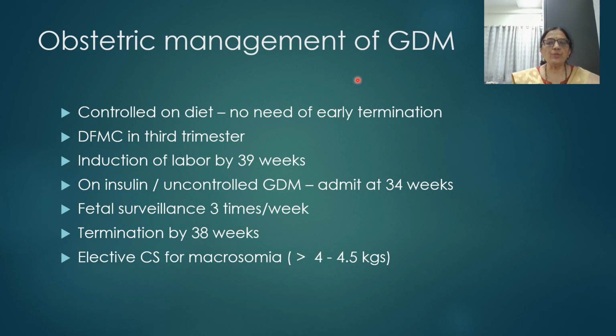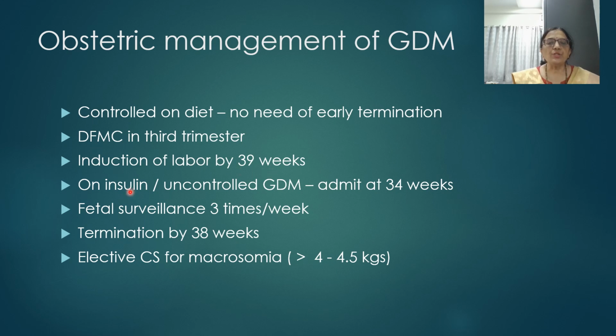In the obstetric management of GDM, if the patient is controlled on diet and exercise, there is no need of early termination. But we have to keep a watch on the fetal surveillance by educating the woman to keep the daily fetal movement count in the third trimester. Induction can be done by 39 weeks of pregnancy if the patient fails to deliver spontaneously till that time.